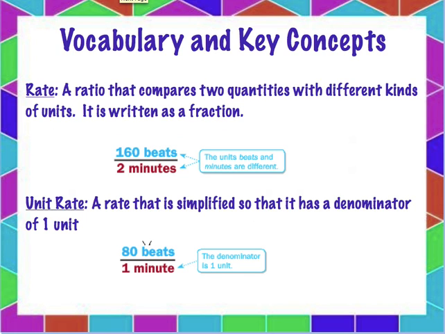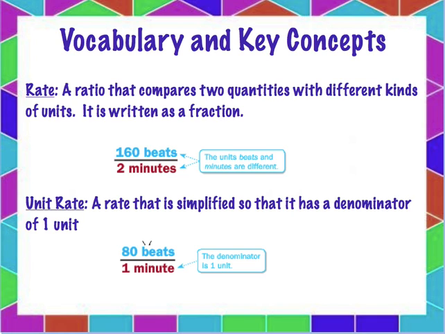So let's look at our vocabulary and key concepts. The first vocabulary word is rate. Well, rate is a ratio that compares two quantities with different kinds of units and is written as a fraction. So in the example below, we're comparing the beats of our heart to minutes. And 160 beats in 2 minutes. Notice that the units are beats and minutes, and they're different.